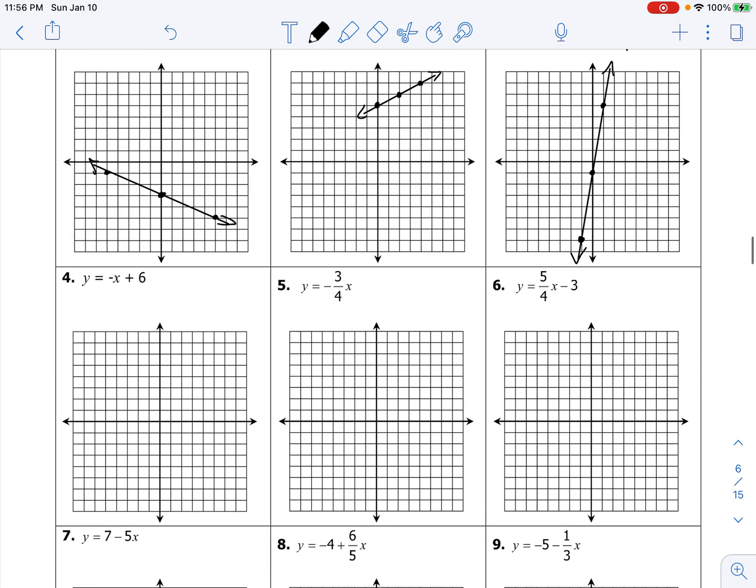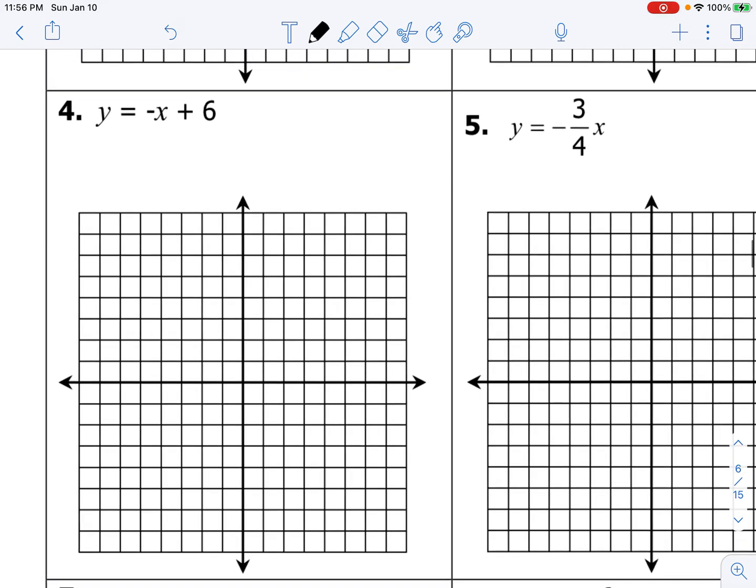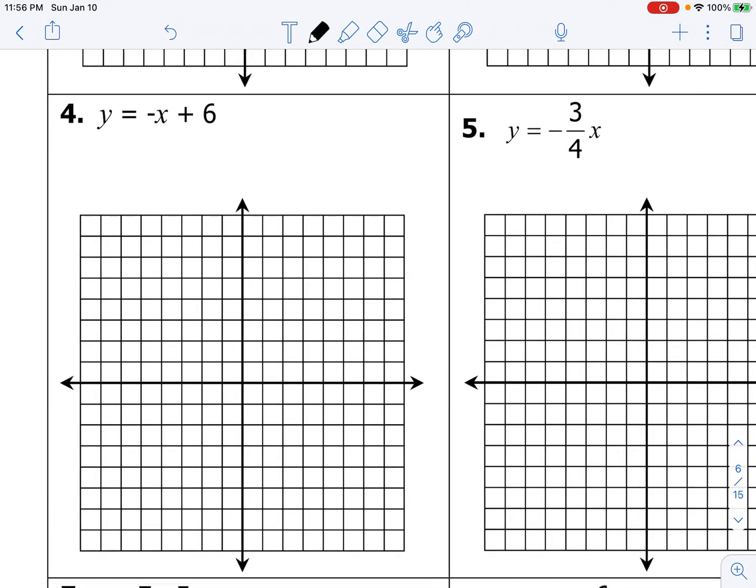All right, number 4. So we're going to plot it at +6. So up 1, 2, 3, 4, 5, 6. Our slope is technically -1/1. Okay, so down 1, right 1, down 1, right 1, and draw your line. This one was really easy.